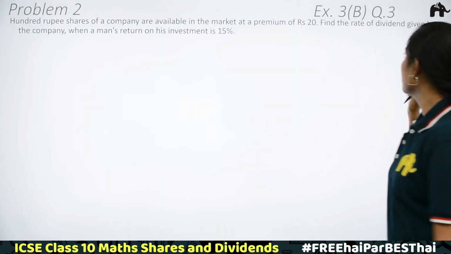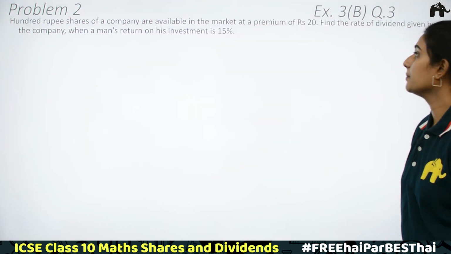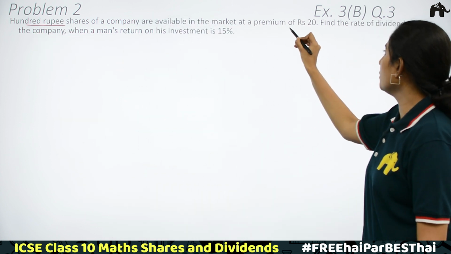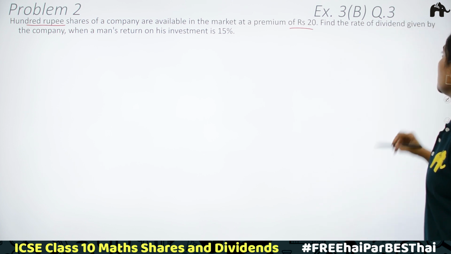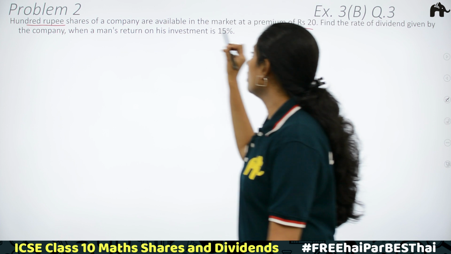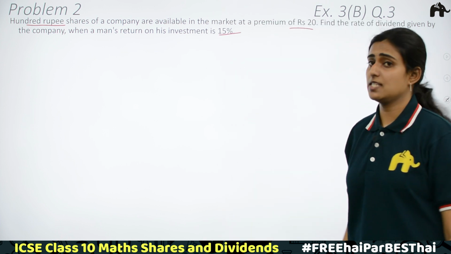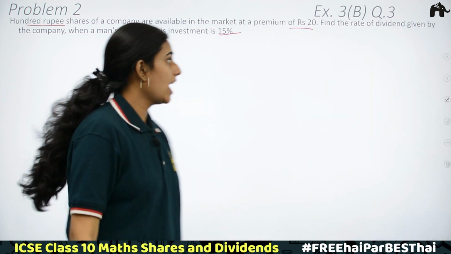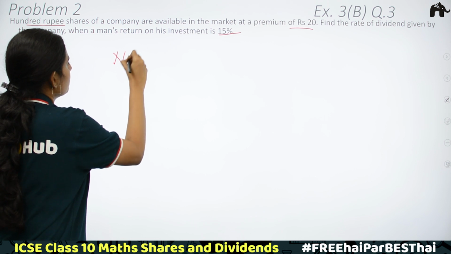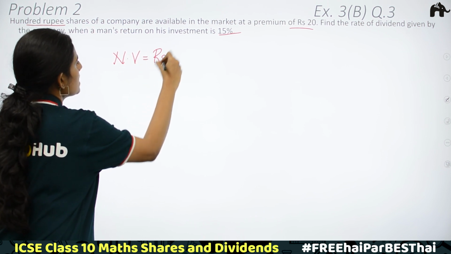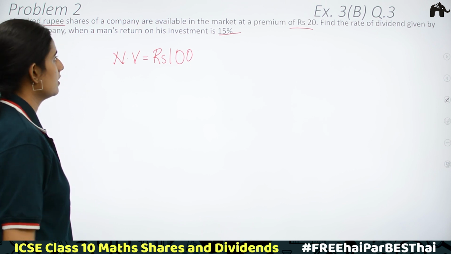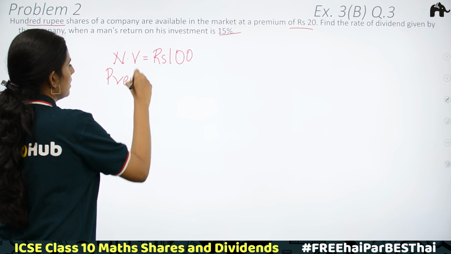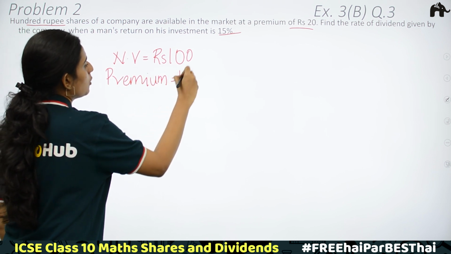Problem 2. Question number 3 of exercise 3B. 100 rupees shares of a company are available in the market at a premium of rupees 20. Find the rate of dividend given by the company when a man's return on his investment is 15%. Return percentage is given, which is also known as profit percentage. Now, we have the nominal value of one share is equal to rupees 100. Then, at a premium of rupees 20, premium is equal to rupees 20.